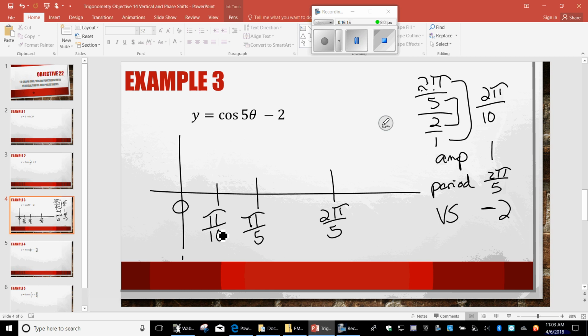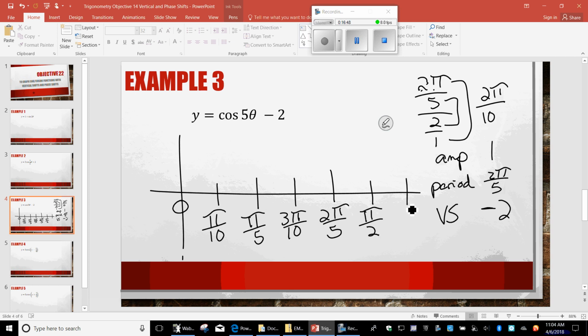Pi's over 10. This is 1 pi over 10. This would be 2 pi over 10, which reduces to pi over 5. What's the third one going to be? 3 pi's over 10. Okay, that one doesn't reduce. Well, what's the next one? 4 pi over 10, which reduces to 2 pi over 5. What's the next one? This one would be 5 pi's over 10, which would just be pi over 2.